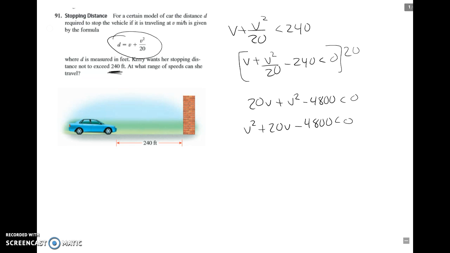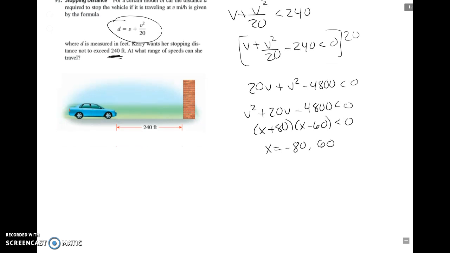And then it says to solve it on our assignment calendar. We put to solve it in your calculator. I'm going to factor it with a calculator just because it's easier to do. The factors end up being x plus 80 times x minus 60 is less than 0. So x equals negative 80 and positive 60.